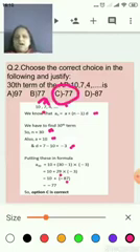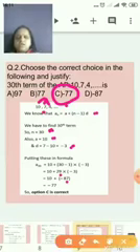So your answer is C option. So option C is correct over here. Is it clear to all of you children? Okay, let us go further with the next sum.